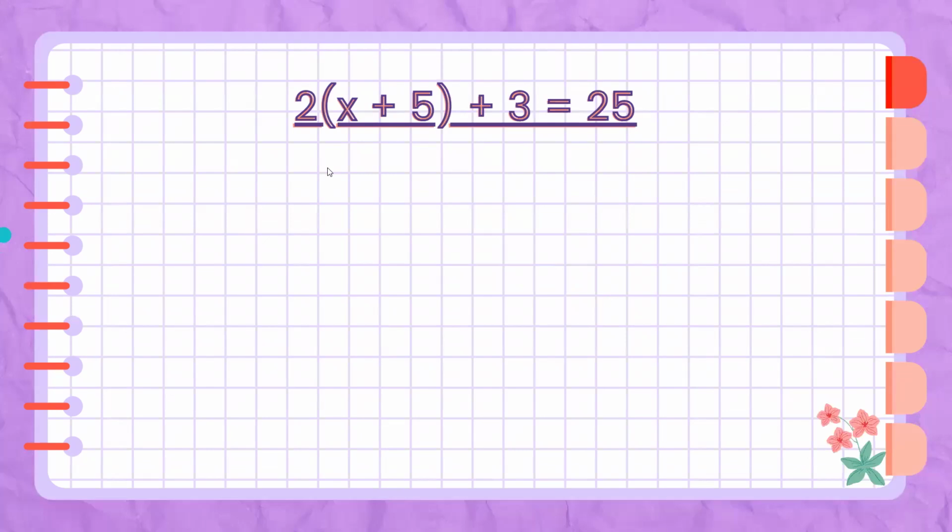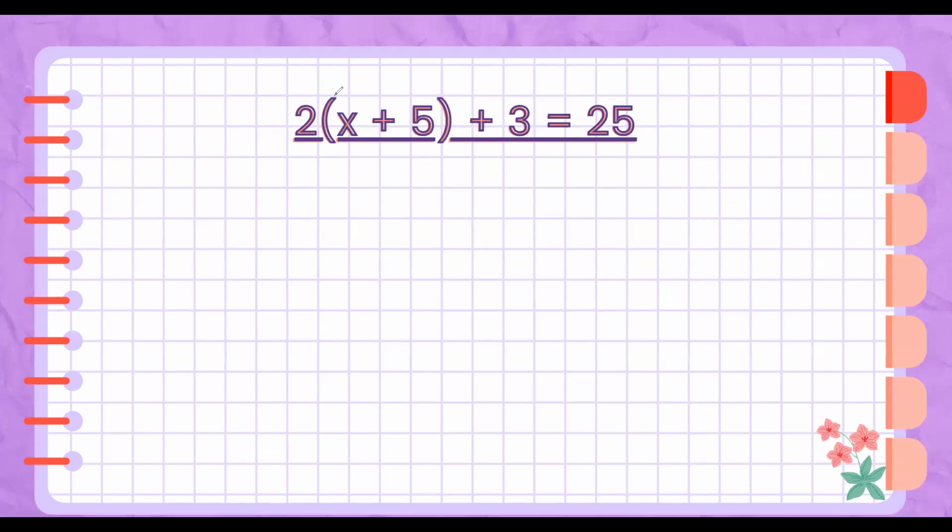Let's see another equation just like the previous one. 2(x plus 5) plus 3 gives you 25. So here we will apply the distributive property again. 2 into x will give you 2x, plus 2 into 5 will give you 10. So 2x plus 10 plus 3 gives you 25. Okay? So now what should we do here?